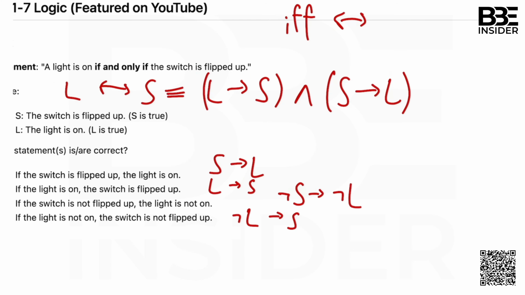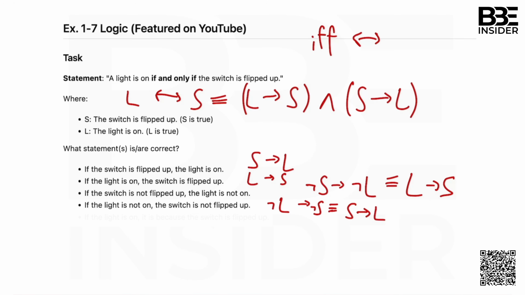Now you will probably start to use the contrapositive principle we have learned before. Rearranging this and rearranging this. Now you can see that we have our statements here and here in common, it's in common here and here, here and here, and for the fourth statement, S implies L, like on the right hand side.